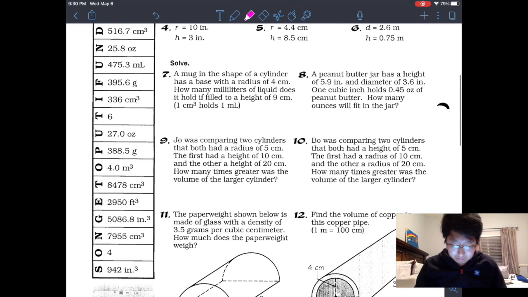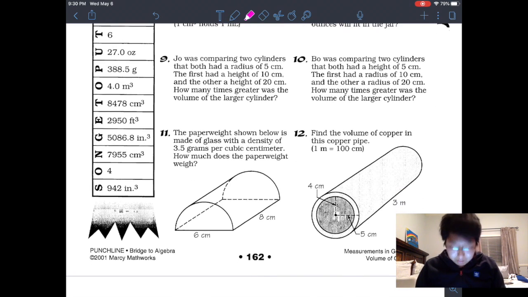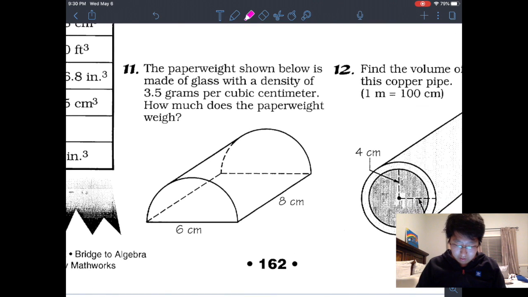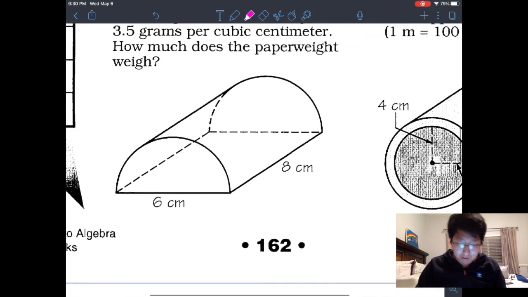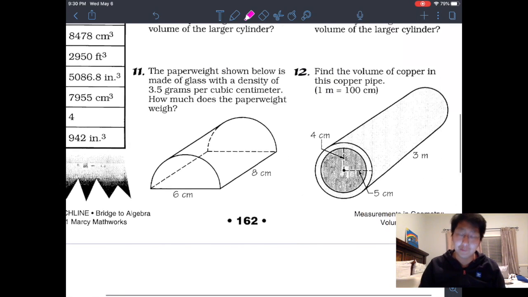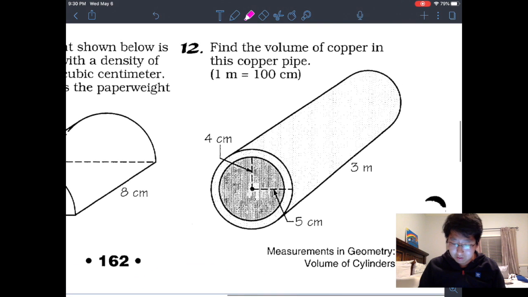Read it. They are very doable. This number 11, you have half. So basically find the volume as if it's the whole thing, but then just divide it by 2. And this one is a little bit tricky, but I want you to give it a shot if you can. Okay. All right. Best of luck. Make sure you ask questions in our class. See you guys soon.